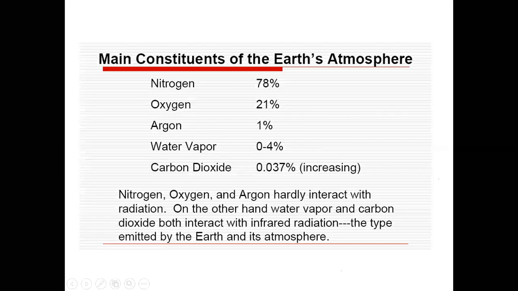Okay, then here, this one. These data are not updated. Actually, some of this data is not available in textbooks. This is the main constituents of the Earth's atmosphere. The nitrogen percentage in the atmosphere is 78%.